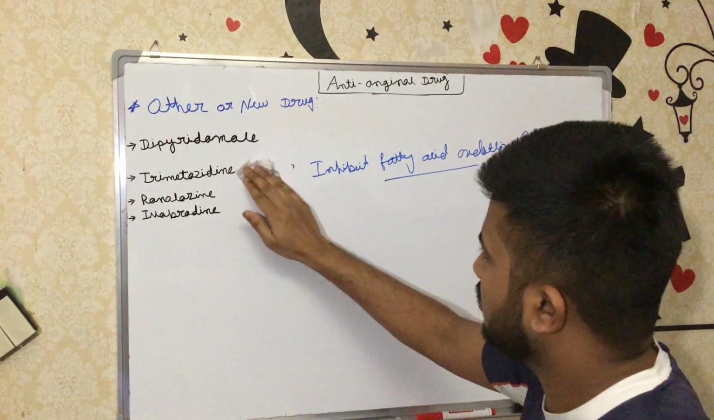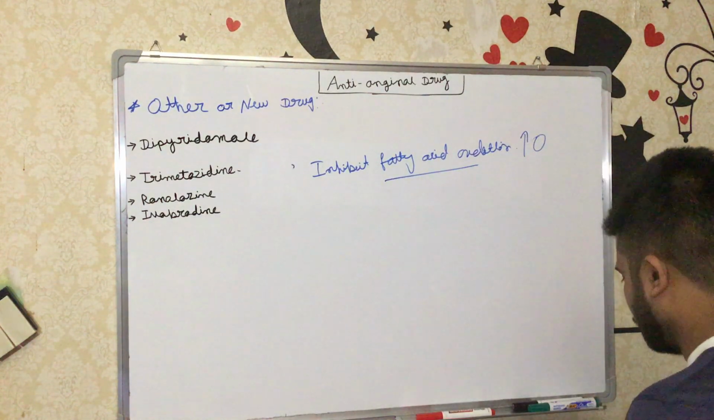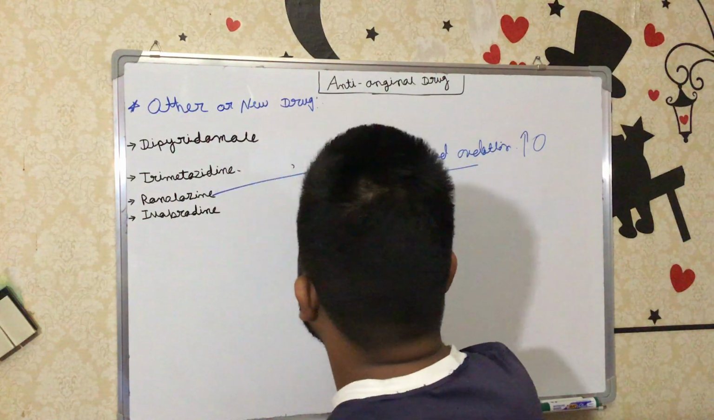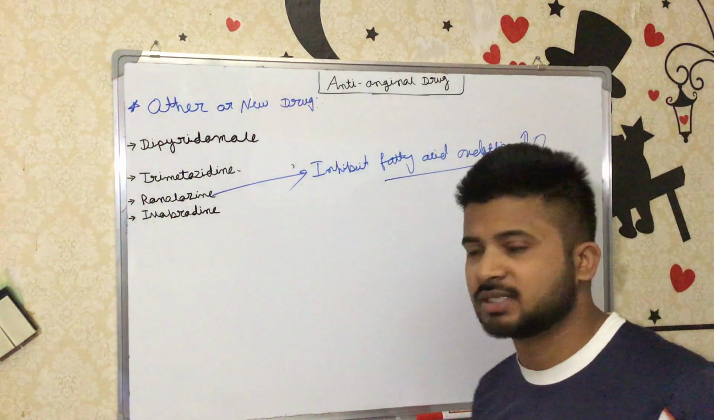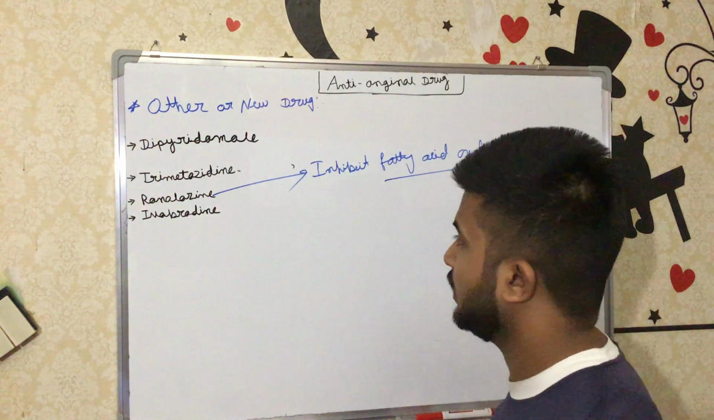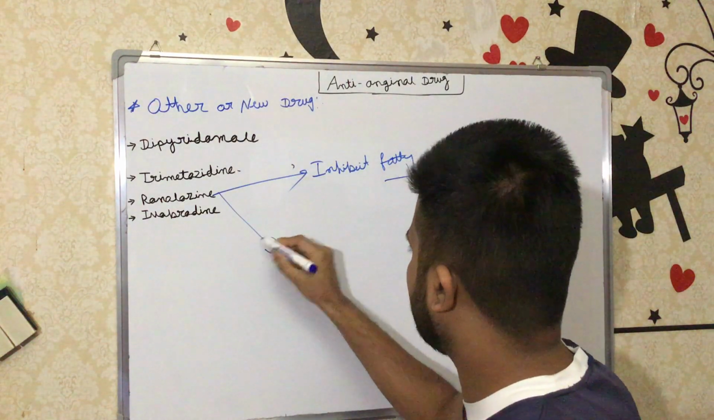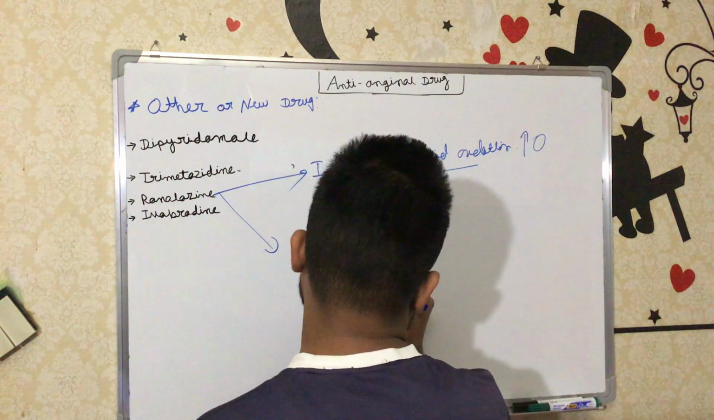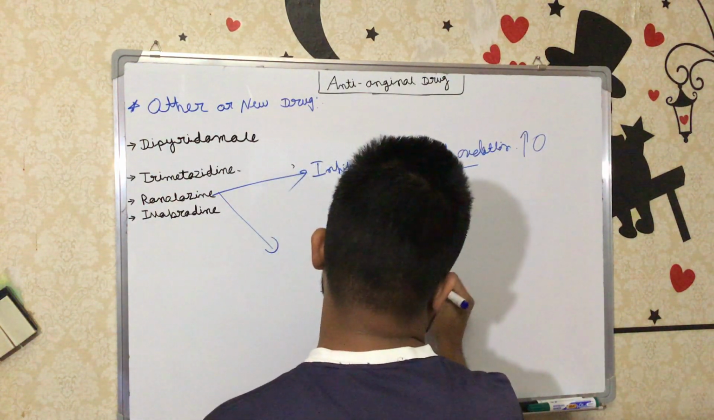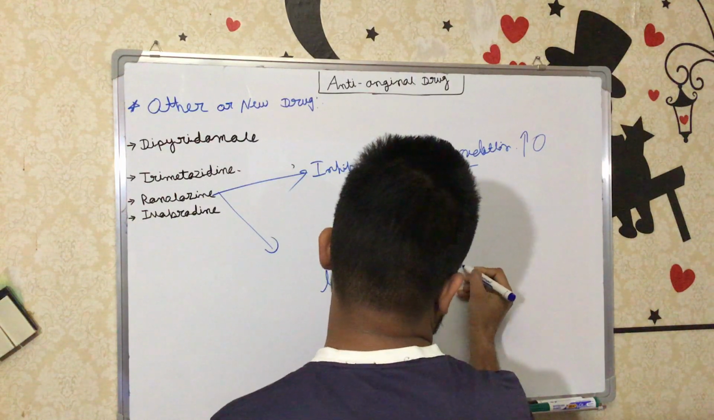Okay, let's talk about the other drug, ranolazine. It also takes part in the inhibition of the fatty acid oxidation, but it's secondary, not primary. Primary is it inhibits the late sodium current channel.